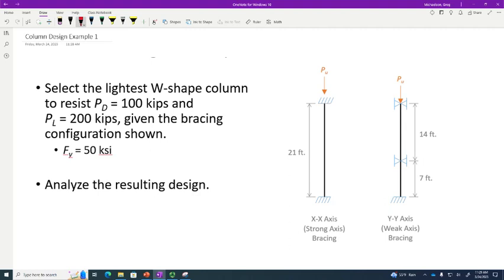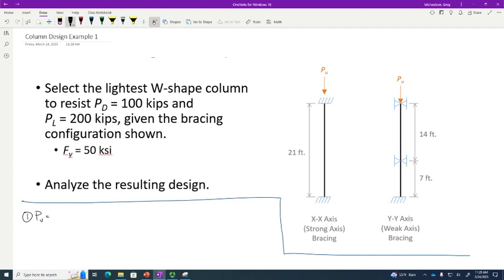First thing we ought to do is factor the load. Let's go ahead and do that now. Step 1. That should be pretty standard stuff by now. What's the factored load on this? 440. 440.